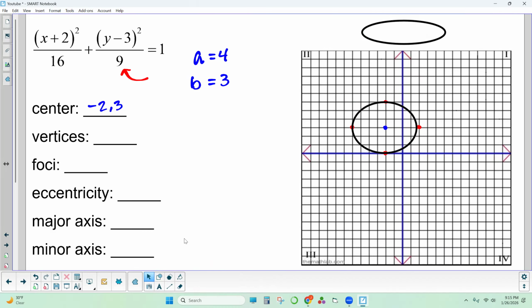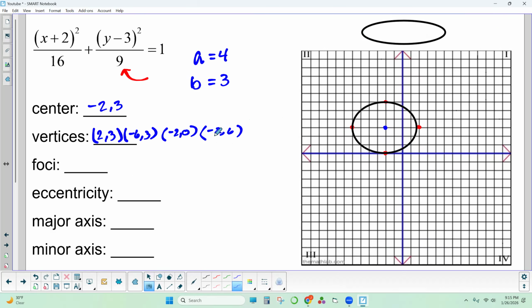Okay. All right, so we can label the vertices now. So we'll label those. The major vertices are at (2, 3) and (-6, 3). Okay. All right. Those are your major vertices. Now, if you are asked to label or to write down the minor vertices, we'll write those down. That's (-2, 0) and (-2, 6), 1, 2, 3, 4, 5, 6. And those would be your co-vertices.